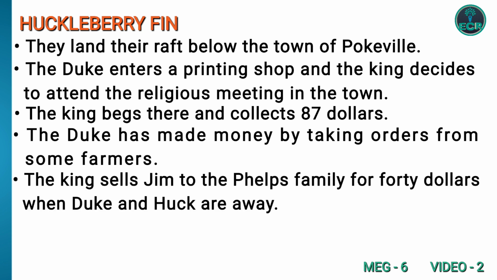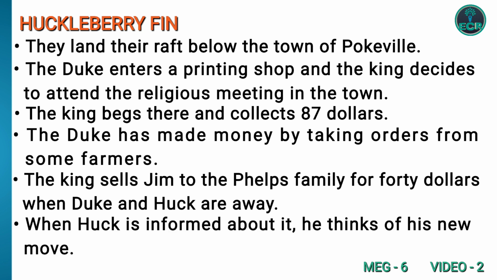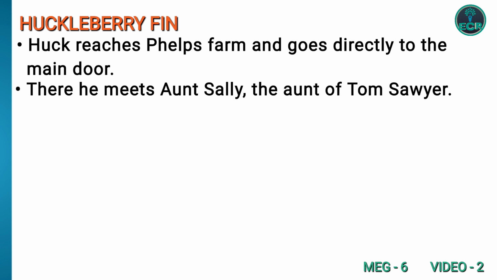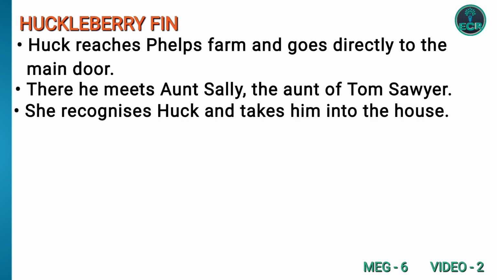The king sells Jim to the Phelps family for $40 when the duke and Huck are away. When Huck is informed about it, he thinks of his new move. Huck reaches Phelps' farm and goes directly to the main door. There he meets Aunt Sally, the aunt of Tom Sawyer. She recognizes Huck and takes him into the house.